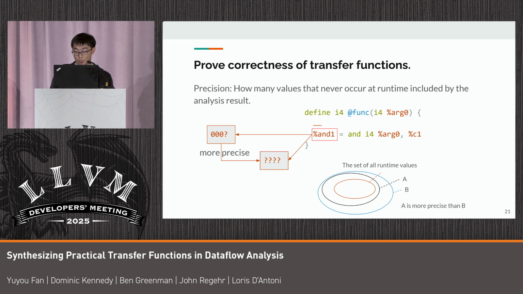So here's a diagram. Suppose we have A and B. A is a small subset of B, and both of them are sound. In this example, we say A is more precise than B.